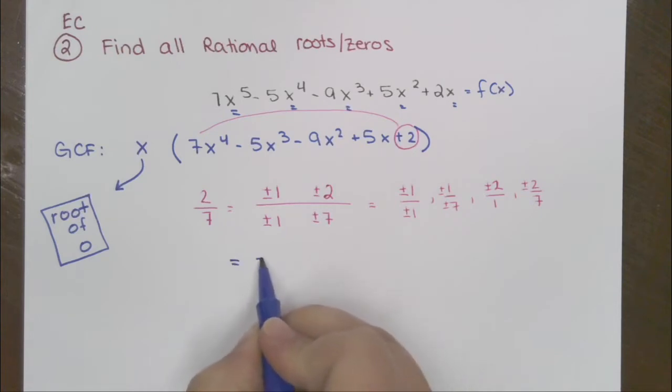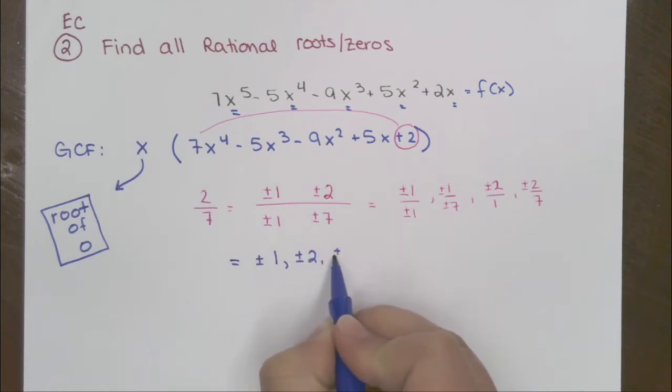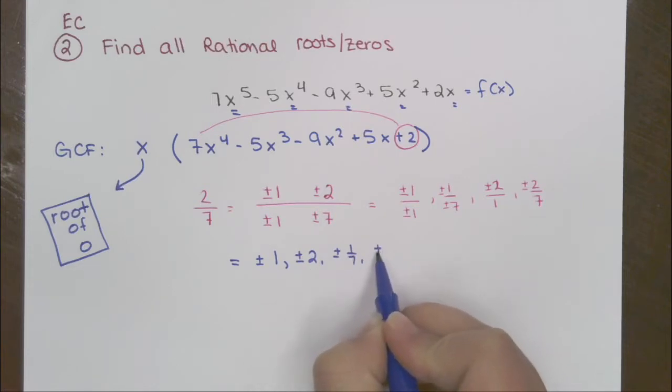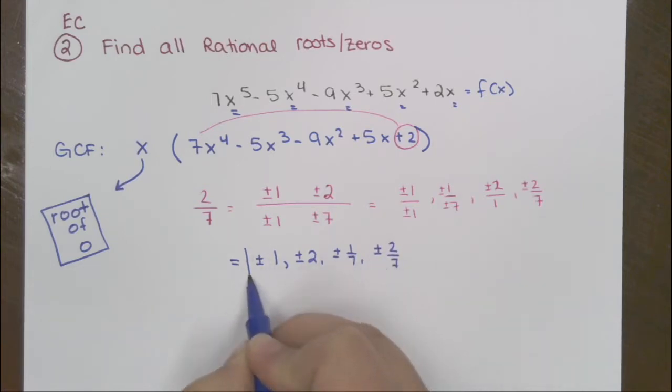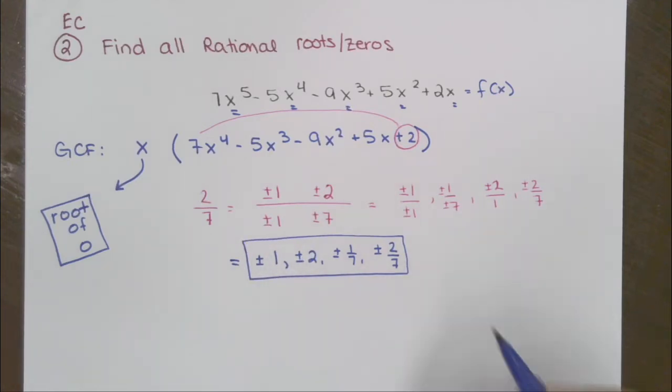For our possibilities, we got plus or minus 1, plus or minus 2, plus or minus 1/7, and plus or minus 2/7. This right here is not your rational roots. These are your possible rational roots.